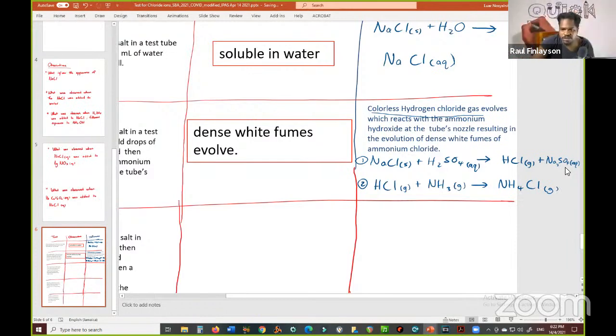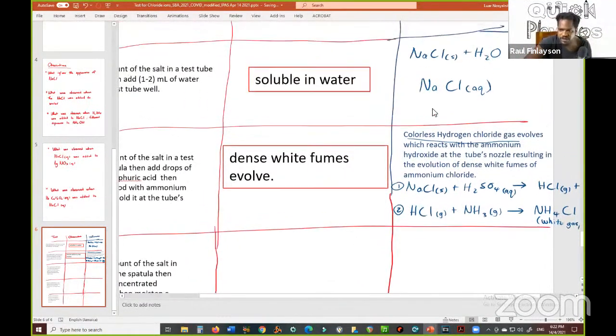All right, so dense white fumes evolve. This is the reason for the dense white fume, guys. This is a white gas. Sometimes, if the temperature is cool, it sublimes into a solid. All right, so that's it. That is how you'd get marks here for the inference, guys.